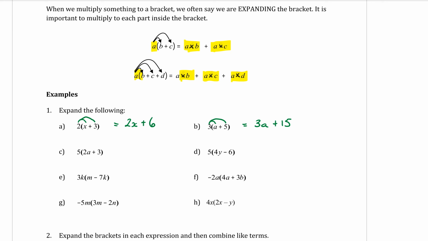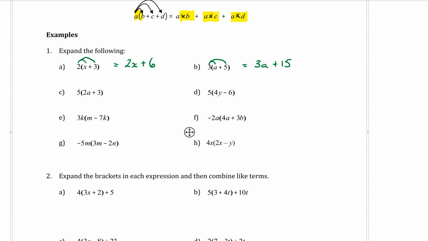Let's keep practicing. C. I'm going to multiply 5 times 2A this time. So 5 times 2 is 10, and the A sits after it. Then I have my plus sign. Now the second one. 5 times 3 is 15. Okay? Have a go. I'll give you 15 seconds because that's all it will take. Try to do D.